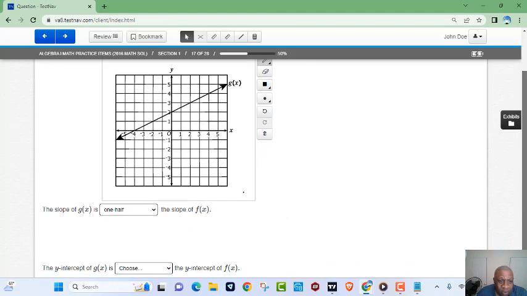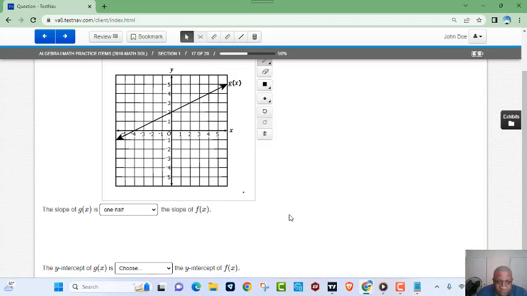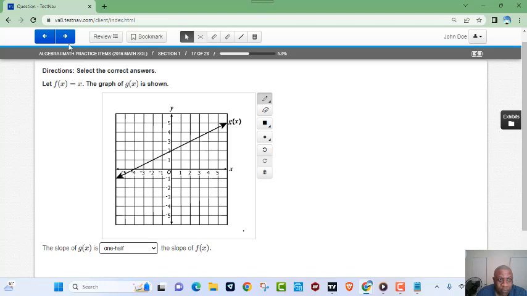Yes. And then the y-intercept is, let's see. Well, let's pull back up Desmos. So the y-intercept is at 0 here. The y-intercept is 2 here. So then the question says the y-intercept of g of x is 2 more than, because f of x was at 0, it's 2. 2 more than. All right, so we have both of those answered. Let's move on.